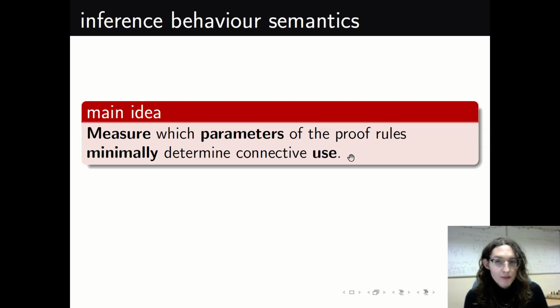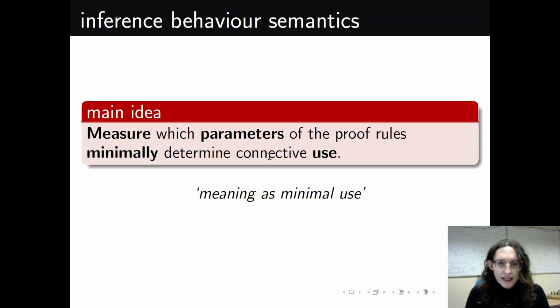And here comes a little bit of a plot twist. We'll only look at those that minimally determine connective use. So only at those rule parameters that are just strong enough to get the kind of use of the connective we want. And the resulting rules, that's our proof-theoretic semantic clause for, say, a connective or any other kind of logical operator. That's the basic idea behind this. If you want to summarize it in a slogan, our slogan is meaning as minimal use.